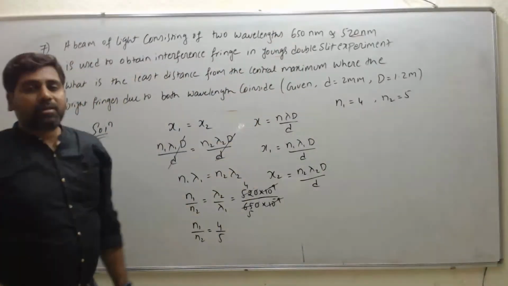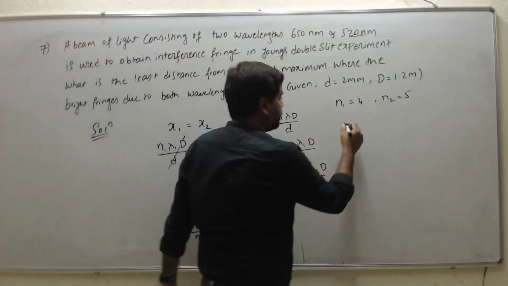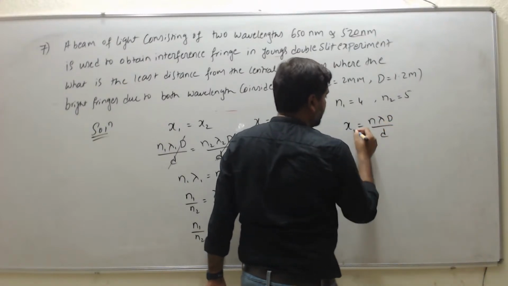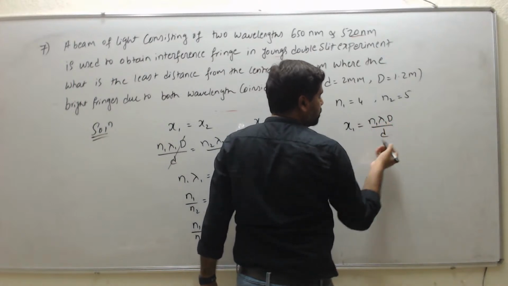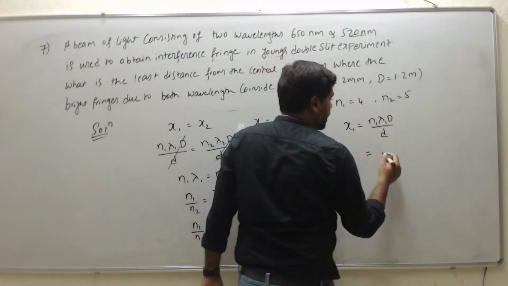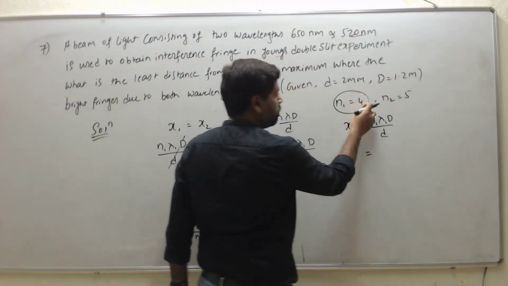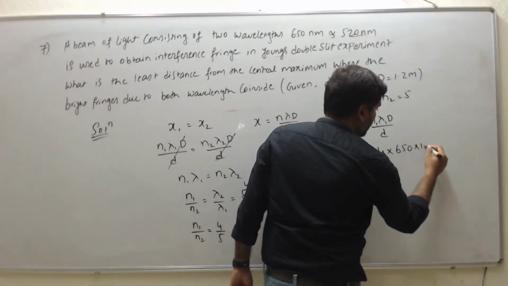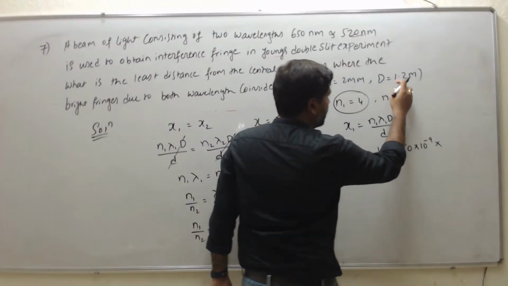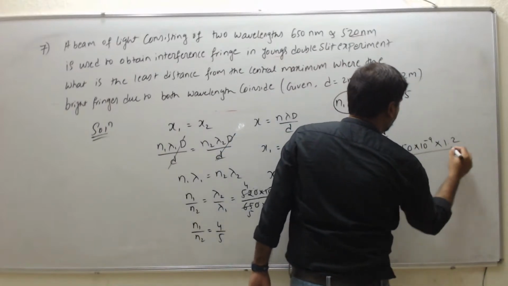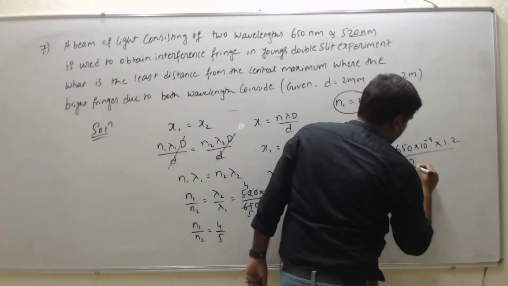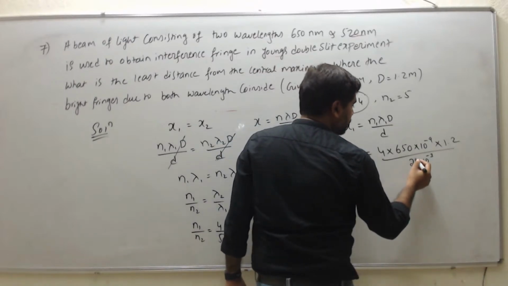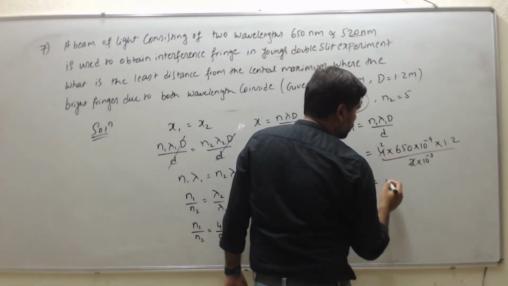That's why we have taken the wavelength of the first one, that is lambda 1. So x equals n lambda D divided by d, n1 lambda 1. Here we are taking the value of n1, that is 4. That is 4 into the lambda 1 value, 650 into 10 to the power of minus 9, and the given D value is 1.2, and they also gave small d value 2 millimeter, 2 into 10 to the power of minus 3.